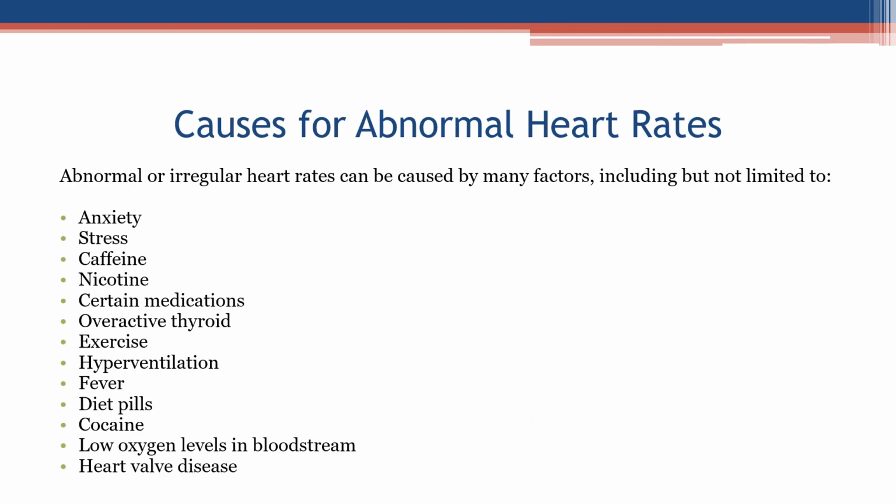Causes for abnormal heart rates. Abnormal or irregular heart rates can be caused by many factors, including but not limited to anxiety, stress, caffeine, nicotine, certain medications, overactive thyroid, exercise, hyperventilation, fever, diet pills, cocaine, low oxygen levels in the bloodstream, and heart valve disease.